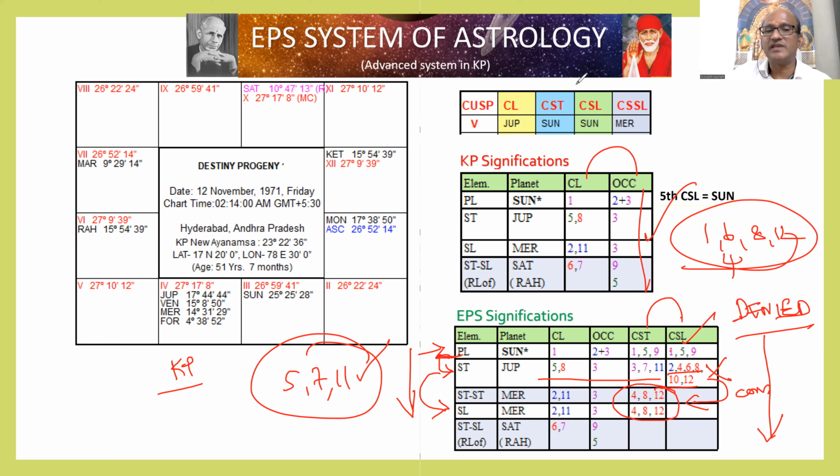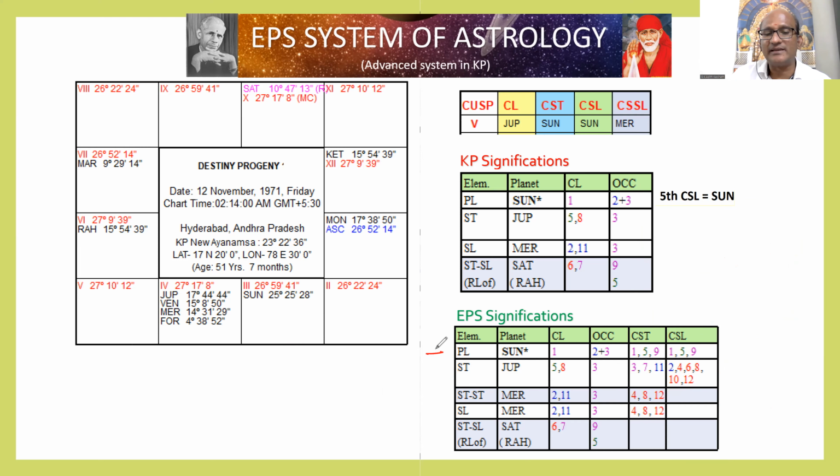Suppose I used to say that the source planet is, for example, if you take a movie, source is like a story. Then Starlord is like the screenplay, or script, whatever you call it. And sublord is the direction.